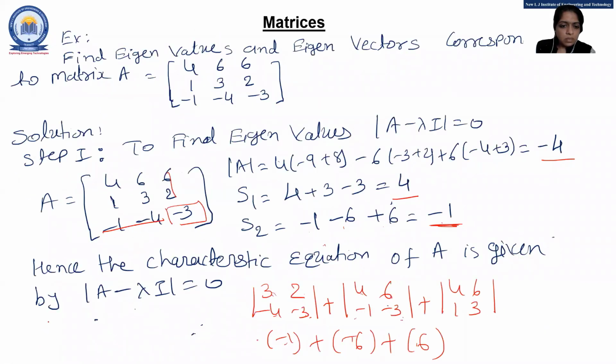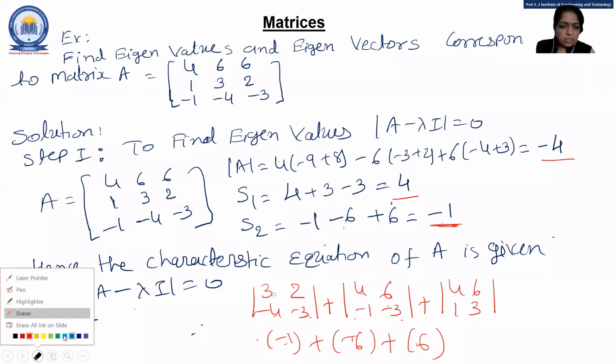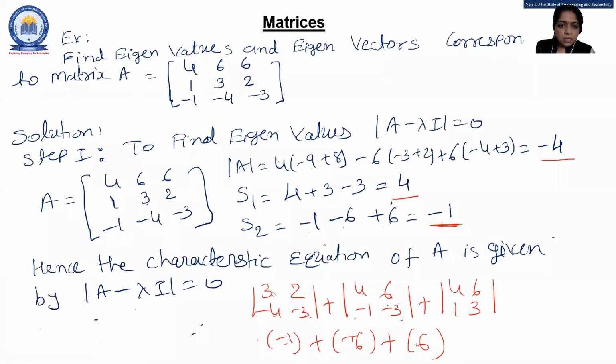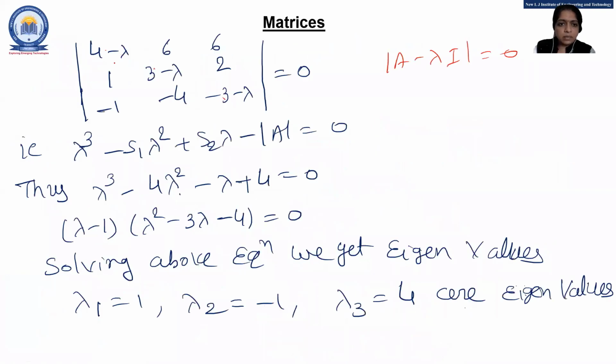This is our given matrix, right? So I have to write this matrix with 4 minus lambda, 3 minus lambda, and -3 minus lambda. This is my characteristic equation. As I told you, by solving this equation, I got this formula: lambda cube minus S1 lambda square plus S2 lambda minus determinant of A. So we have the values of determinant of A, S1 and S2. By substituting all these values, we have this equation.